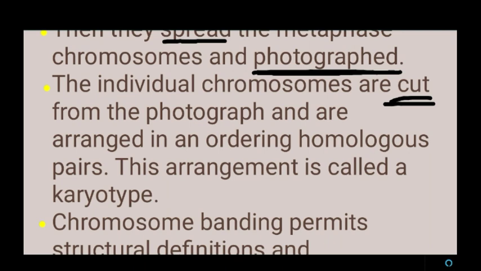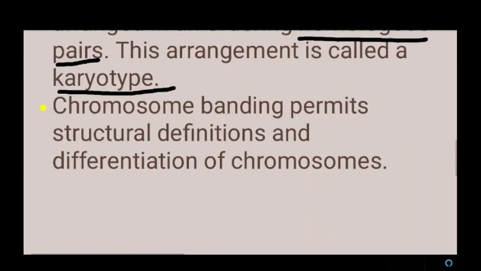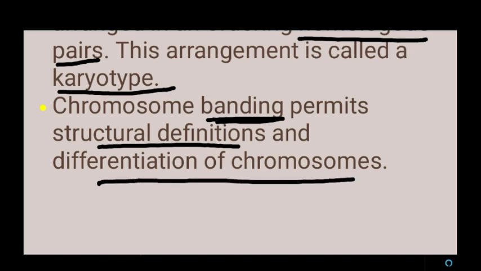After taking the photograph, they cut out the individual chromosomes and arrange them in their homologous pairs. This arrangement is called a karyotype. Also, if you view under the microscope, the chromosomes show many banding patterns. That gives a structural definition for the chromosome, and it is also useful for differentiation of the chromosomes.